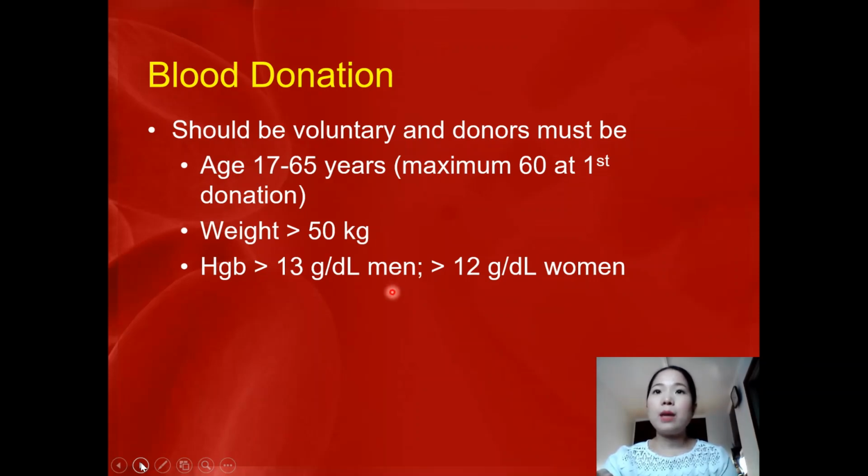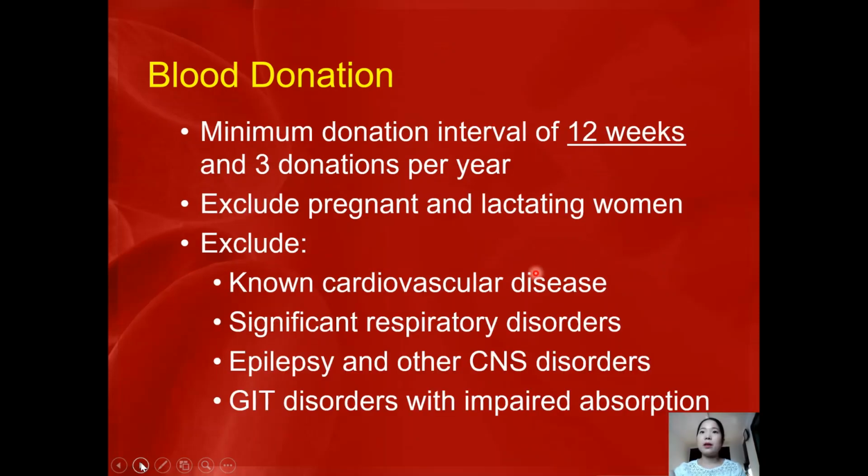We also have a weight cutoff of at least more than 50 kilos. For men, the hemoglobin cutoff should be at least more than 13 grams per deciliter, and more than 12 grams per deciliter among women. The minimum interval is 12 weeks so that you can allow your blood to recuperate from the time you donated. You also need to exclude pregnant and lactating women from blood donation. We also exclude those with known cardiovascular diseases, those with respiratory and cerebrovascular diseases, and others with gastrointestinal problems.